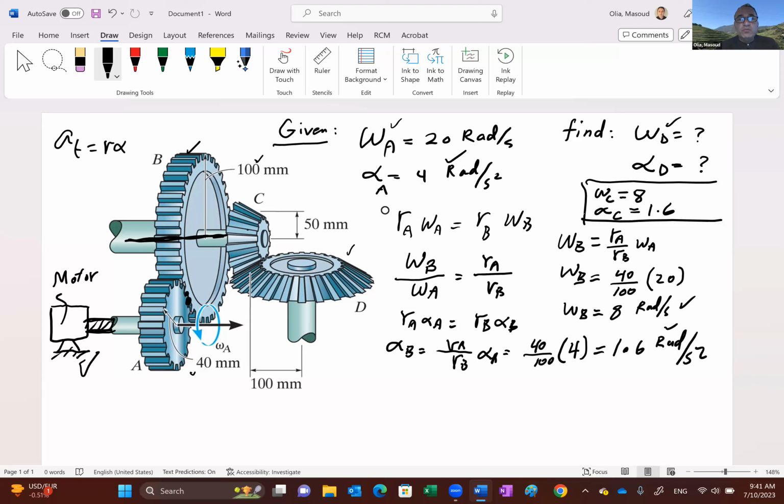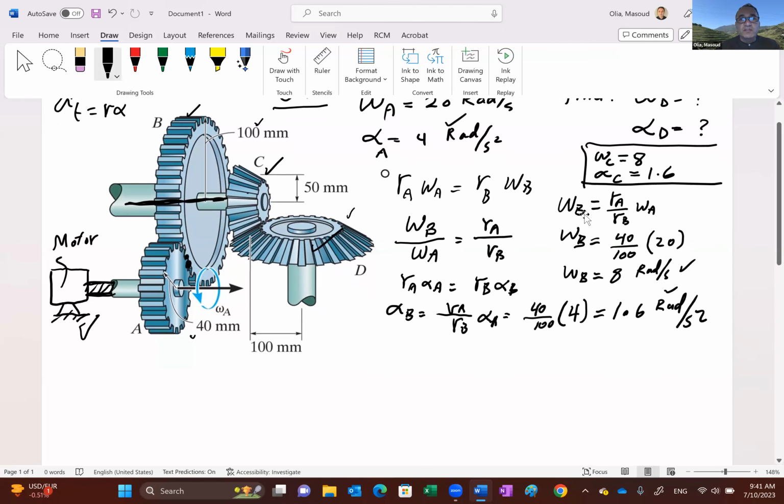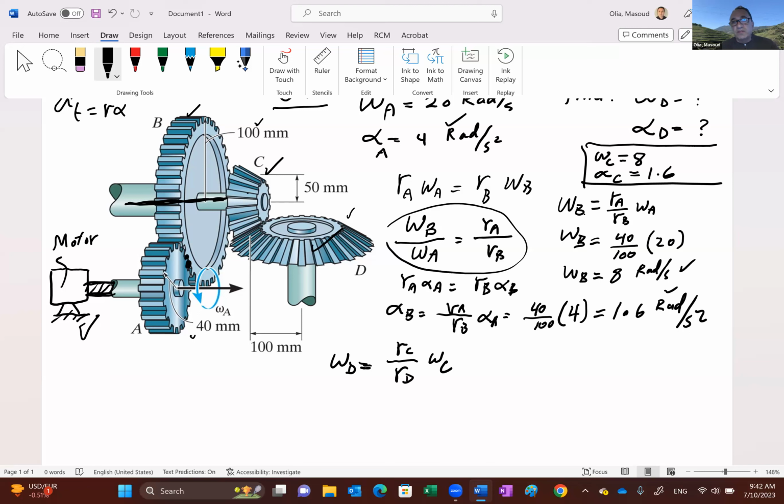Okay, now let's do the one last gear ratio relation between C and D. Remember, our objective is to find the angular velocity and acceleration of D. So the same relation. If you want to find omega D, do a ratio of RC over RD times omega C. Exactly the same thing that we did here, right? RD omega D equals RC omega C, matching the speed at the contact point.